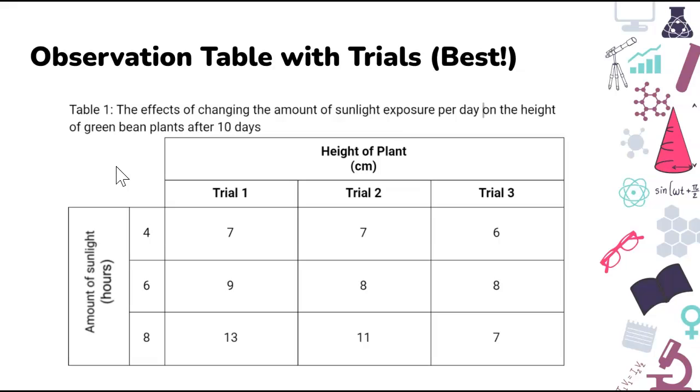So those are the things that you should be doing when you're creating a proper observation table. On the left-hand side, we have our independent variable. At the top, we have our dependent variable. We can create extra columns for each of the trials, and our title is descriptive. It gives a lot of information about what can be found in that table.